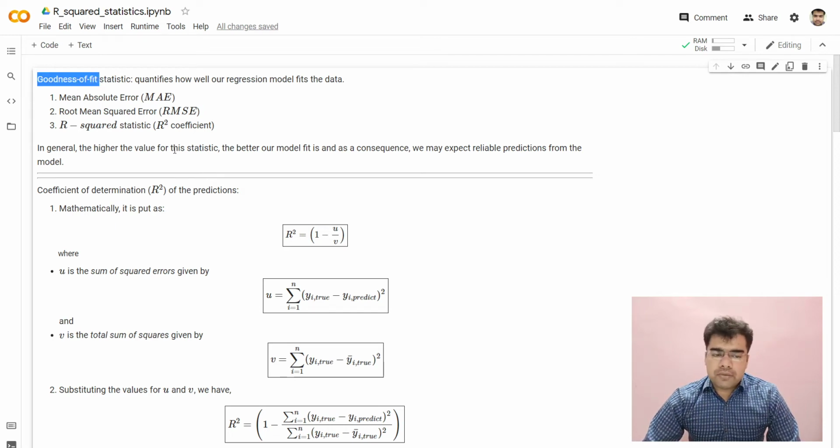I'm sure you must have come across this particular phrase in machine learning nomenclature, which is called goodness of fit statistics. It is basically a metric which is used to quantify the performance of a regression model.